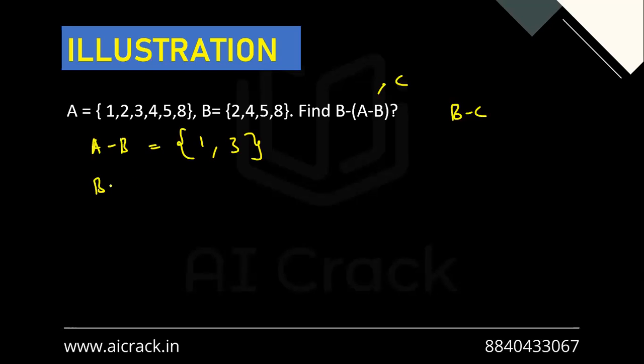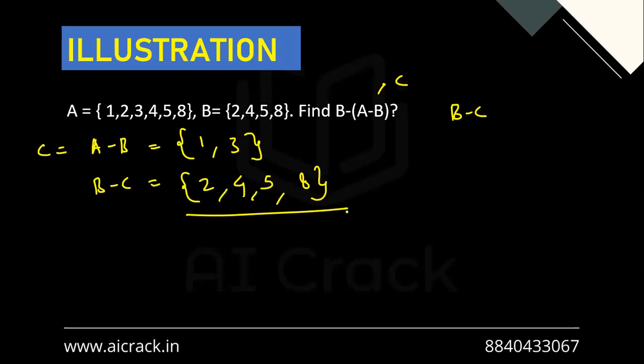Now we have to find B minus C. So this was the C set. Is 2 present over here? No, so we can add it over here. 4, no. 5, no. And 8, no. So that is why B minus C is this set.